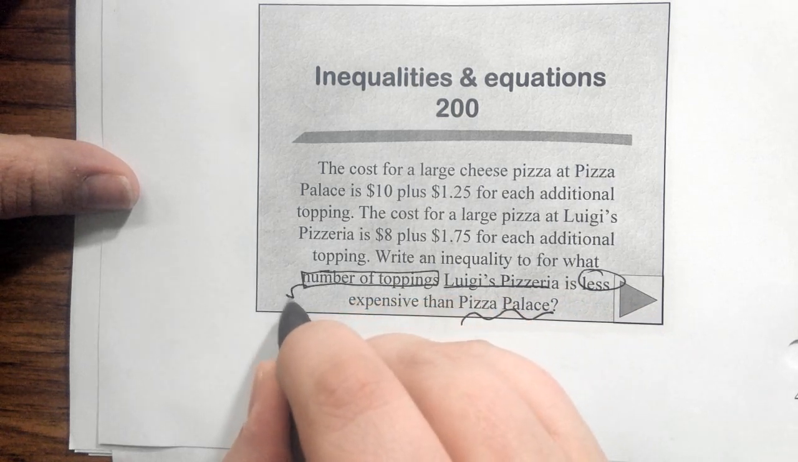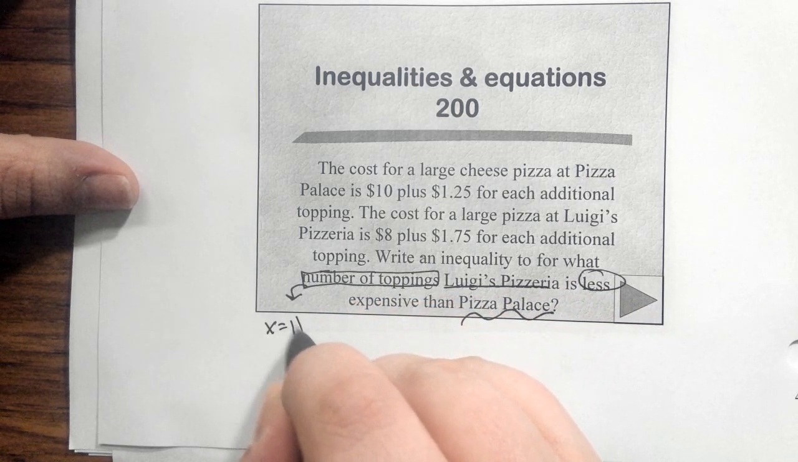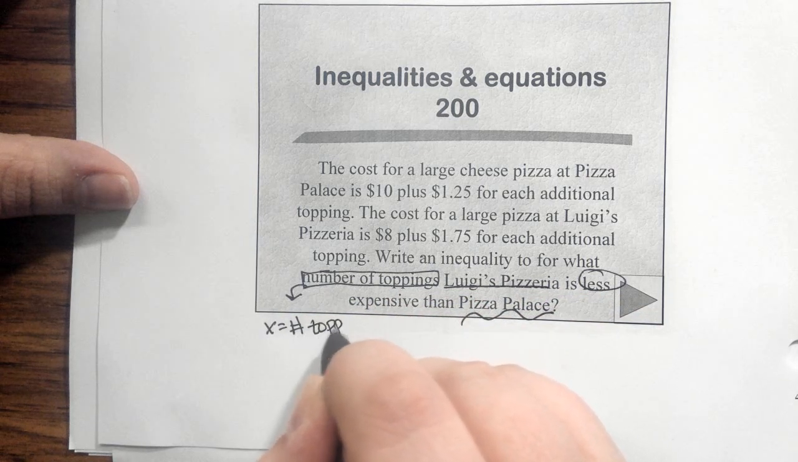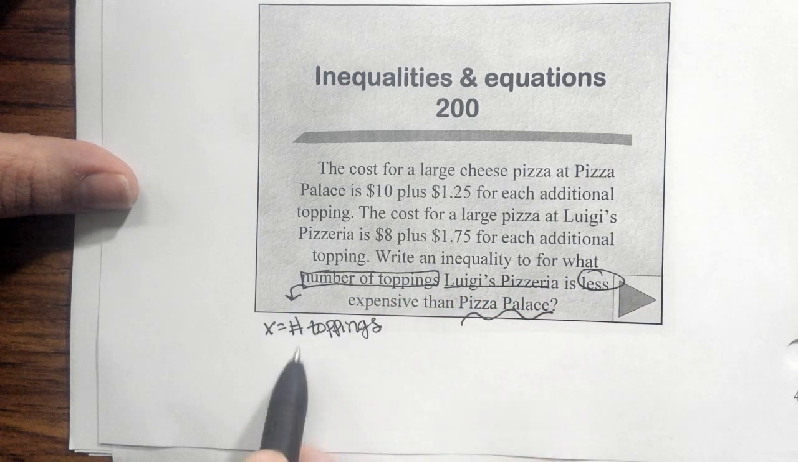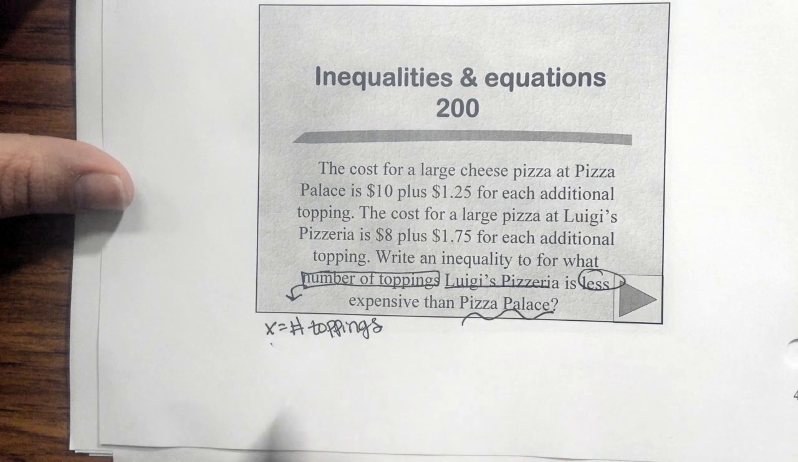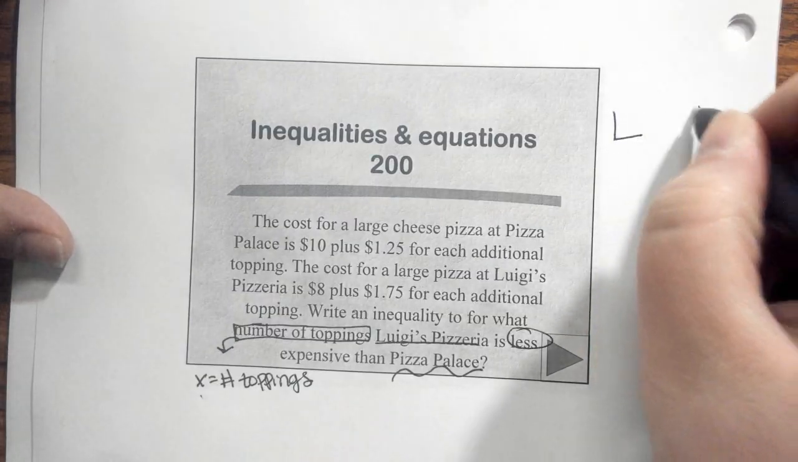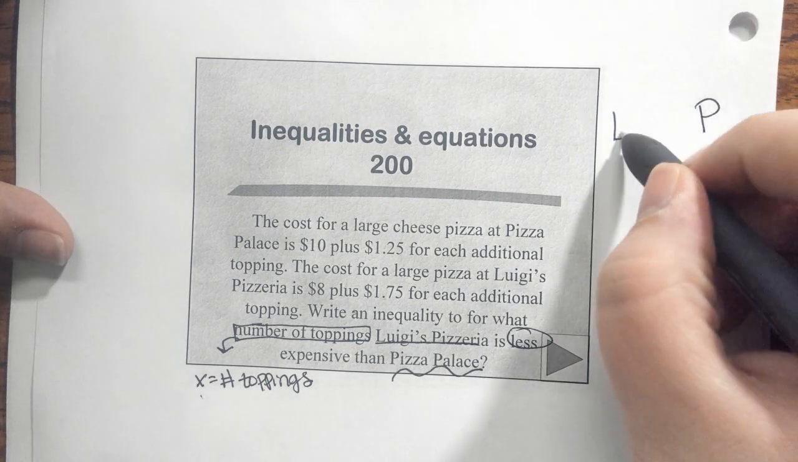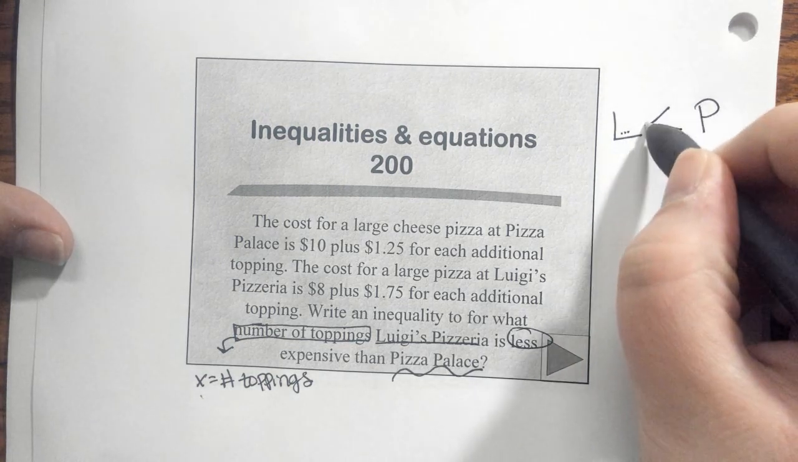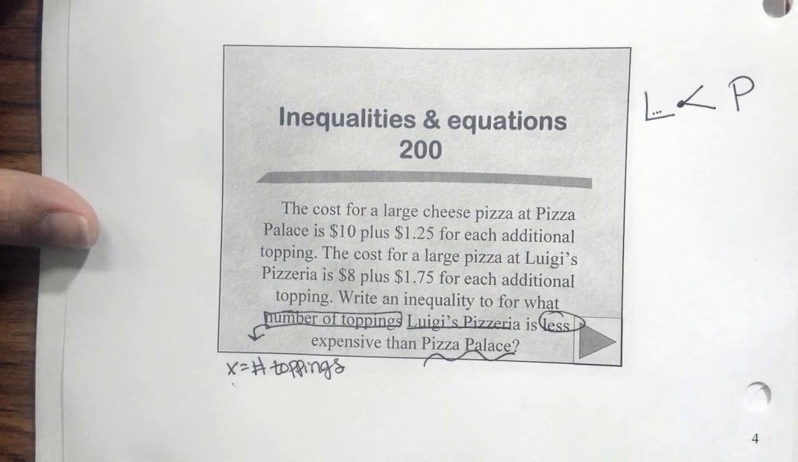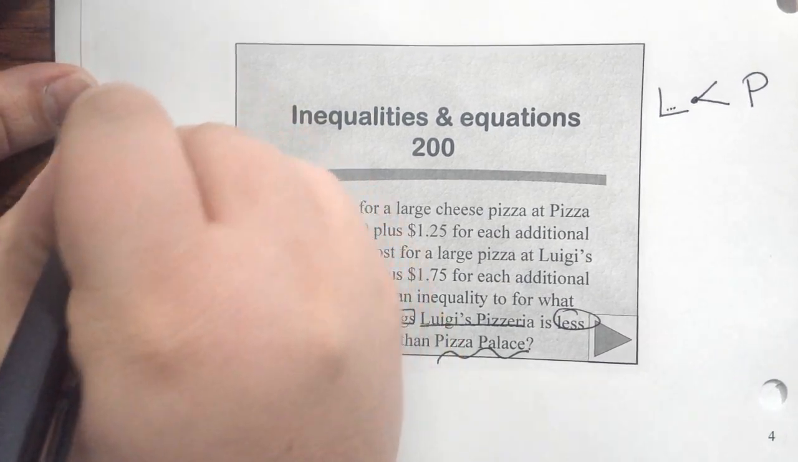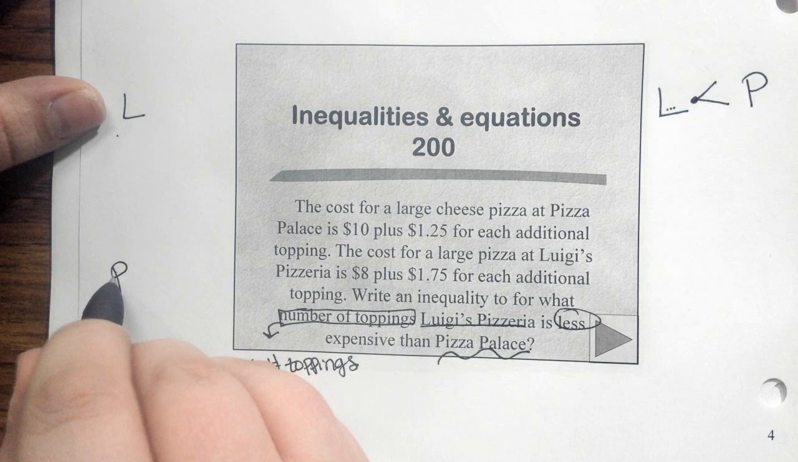Since we don't know the number of toppings, that means x is the number of toppings. The thing we don't know is the number of toppings. Okay, so remember we want Luigi's to be less than Pizza Palace. Luigi's has to be less, so it gets the pointy side of the inequality. And now I'll go through and look at everything for Luigi and everything for Pizza Palace.